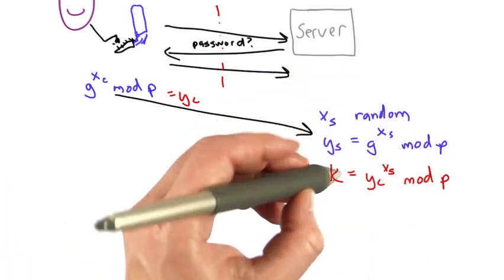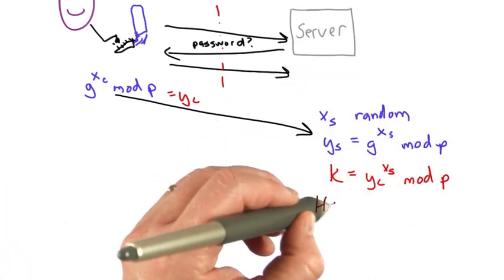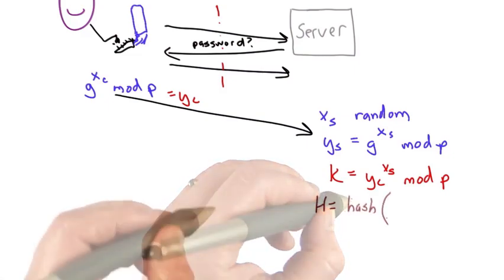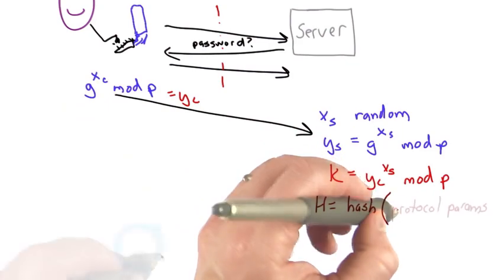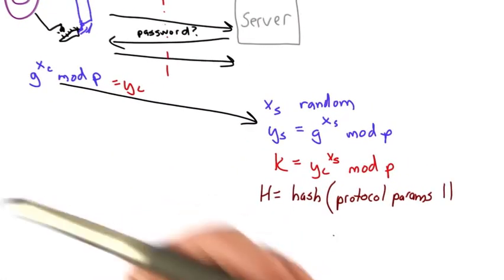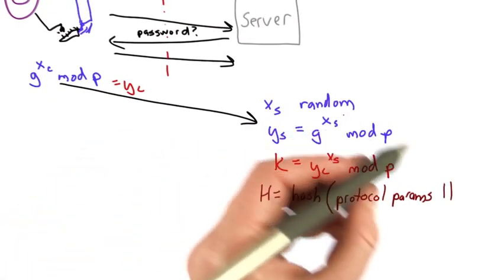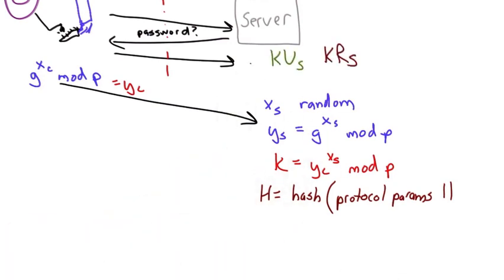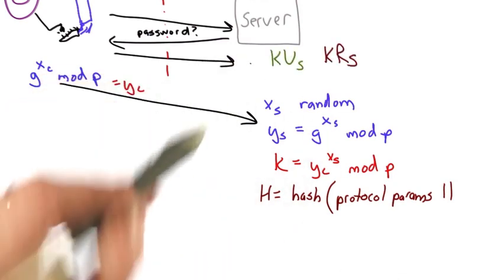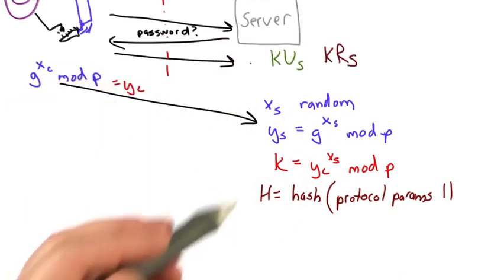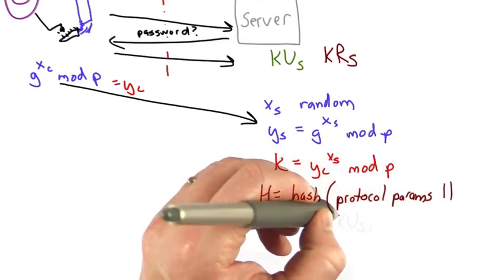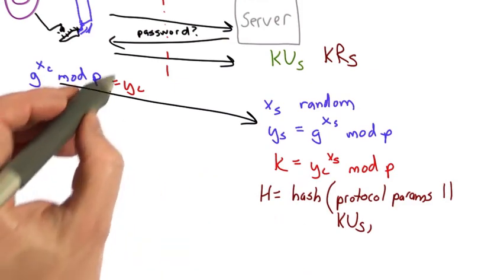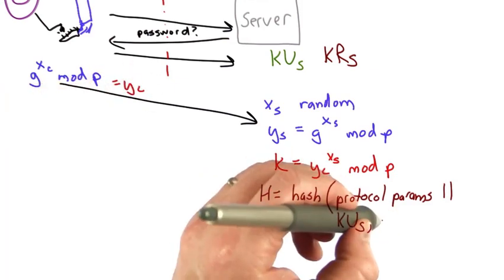What the server will compute is a hash, so it will use some cryptographic hash function. And the inputs to that hash function, first there will be some parameters that identify the protocol. Those will be concatenated with the public key of the server. We're assuming at the start of the protocol the server has some public-private key pair. And so what will be included in this hash is that public key of the server, the value of yc that was sent by the client.